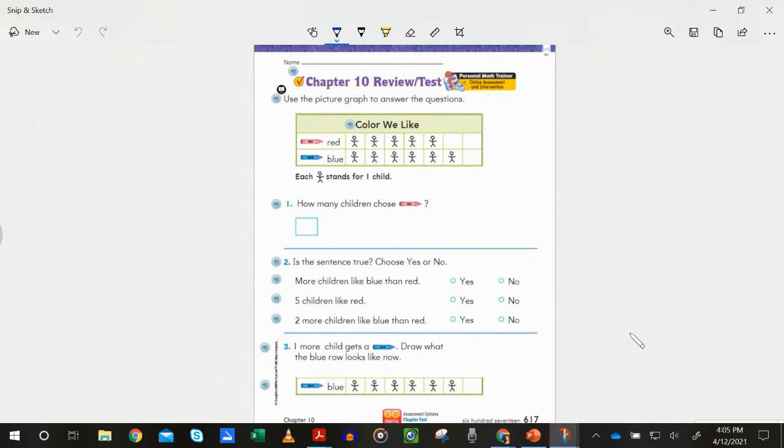Number 1, up at the top, it says use the picture graph to answer the questions. So this picture graph is going to help us with the whole page, okay? Number 1, how many children chose red? So the graph says color we like. Each stick figure stands for one child. We have red and blue. How many children chose red? Fill in the box.